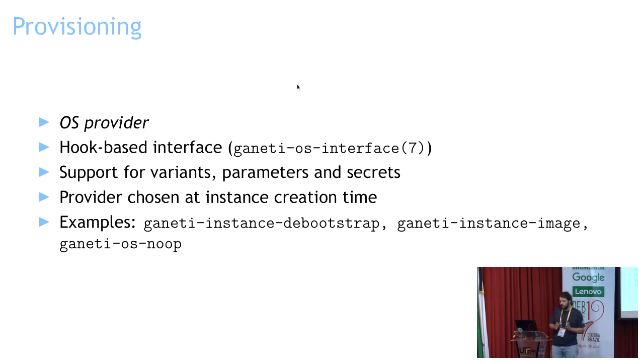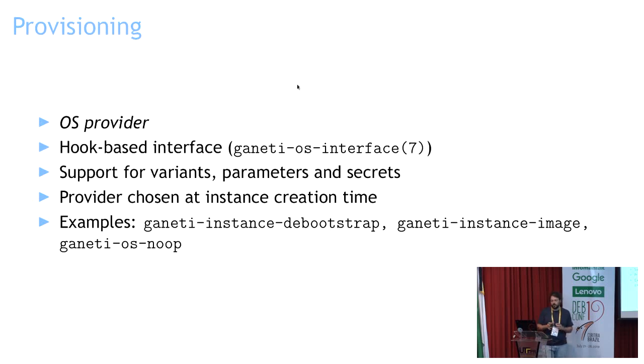So when it comes to instance provisioning, how do we install an operating system on an instance? It has its own system. Ganeti has a concept called OS provider, which is basically a set of scripts that know how to partition a disk and install an operating system. A cluster can have more than one OS provider depending on what you need to do, and you choose one which is supposed to provision a new instance at the instance creation time.